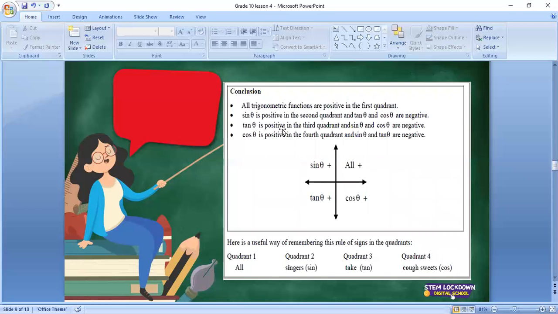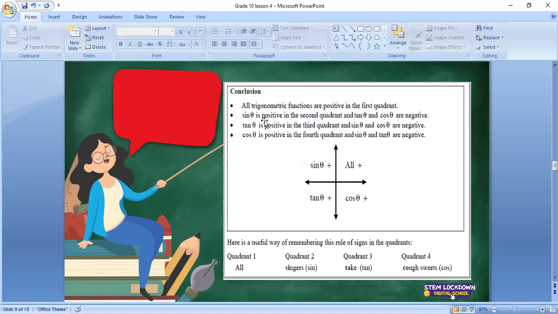So in summary, in conclusion, we can come to this conclusion: all trigonometric functions are positive in the first quadrant. All trigonometric functions are positive, meaning the sine of any angle in the first quadrant must be positive. Once the angle is between 0 and 90, all the trig functions will be positive. Meaning if you have sine 70, cos 70, and tan 70, they will all be positive.